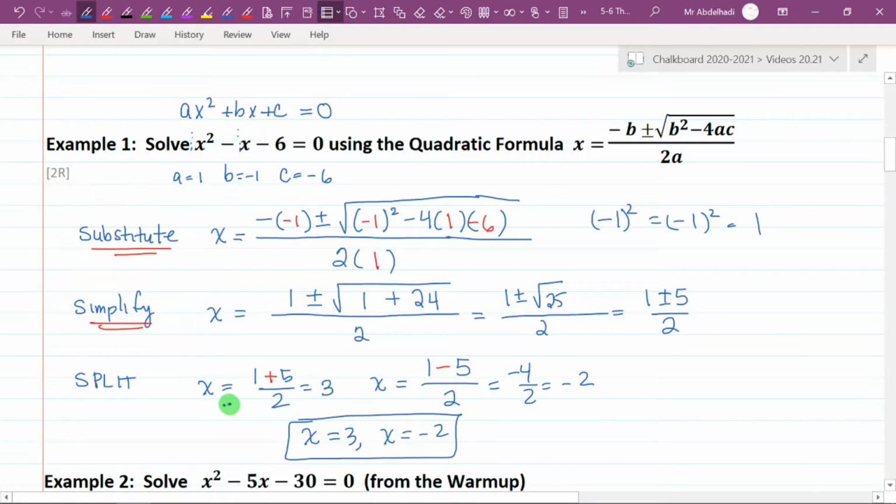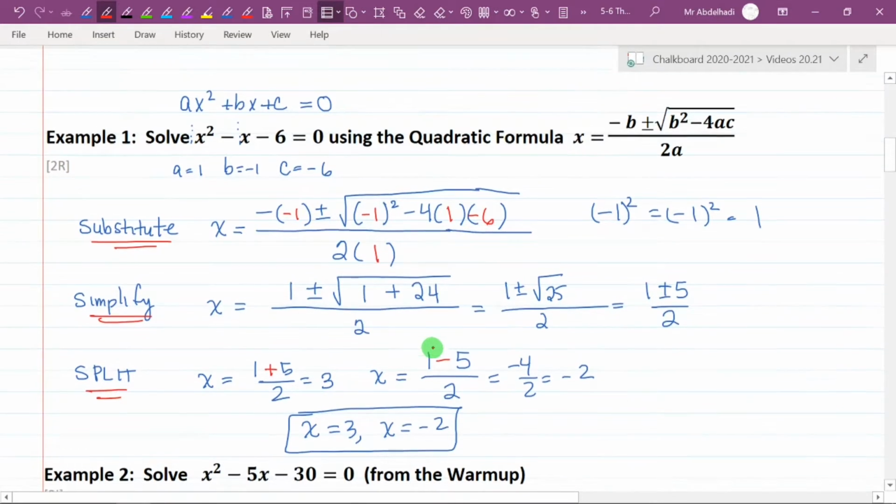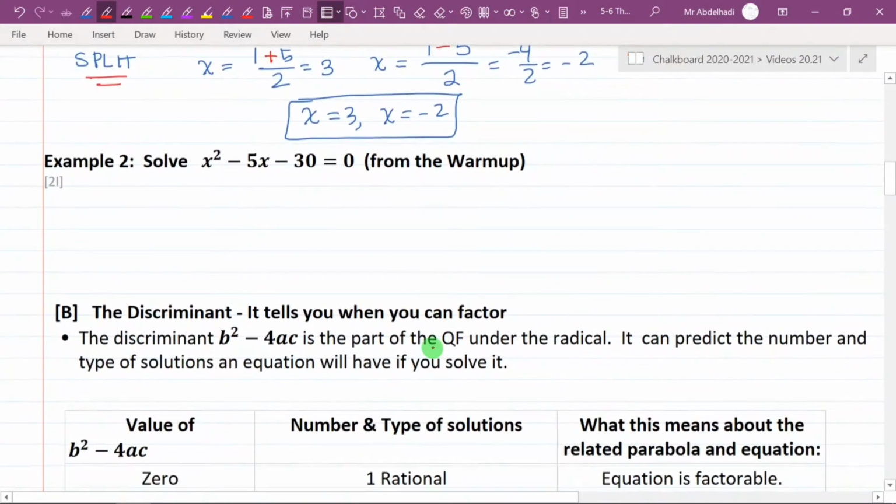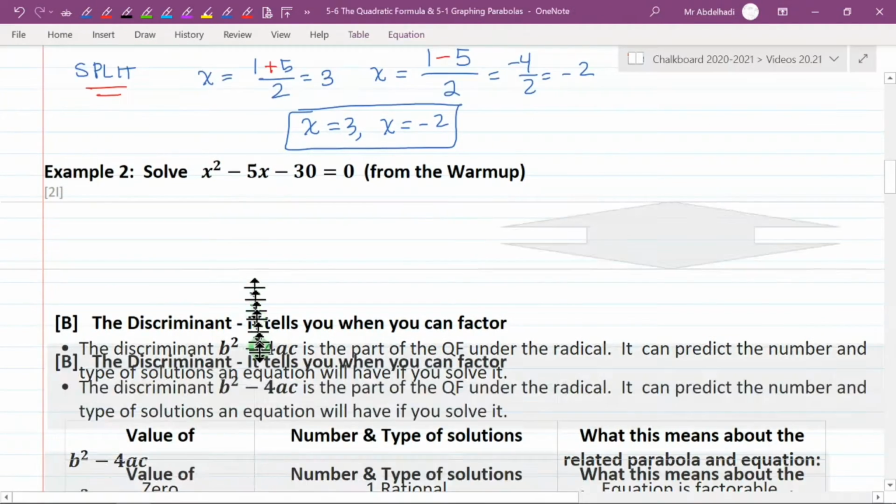A different take on the quadratic formula from Algebra 1, but trust me, substitute, simplify, split keeps you organized. And definitely use your parentheses when you plug in. Okay, so now let's do the problem from the warm-up that we couldn't do a few minutes ago. All right, we tried to do this by factoring.